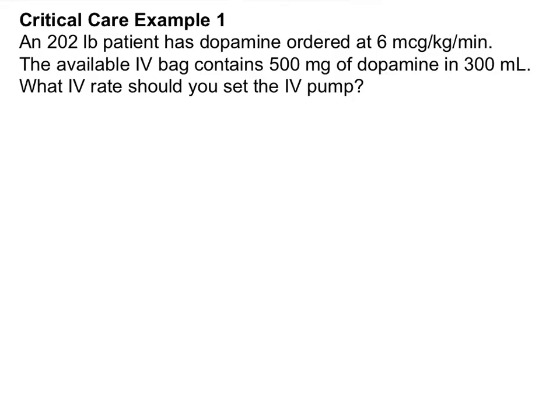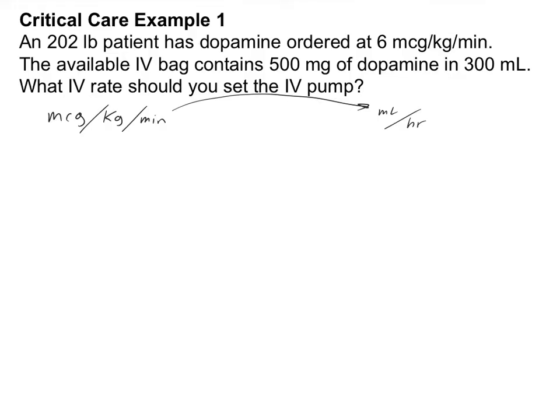Now, dimensional analysis is going to be our main method for completing these problems because we are given an order in micrograms per kilogram per minute, and we need to figure out if the patient is ordered a certain number of micrograms for every kilogram that they weigh, for every minute. We need to determine, using our conversion factors, what we should set the pump to in milliliters per hour.